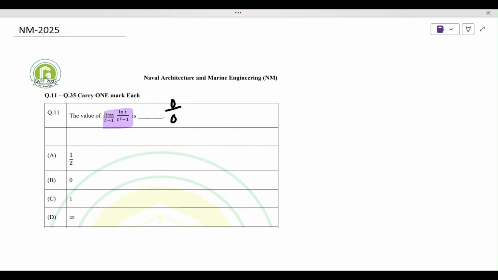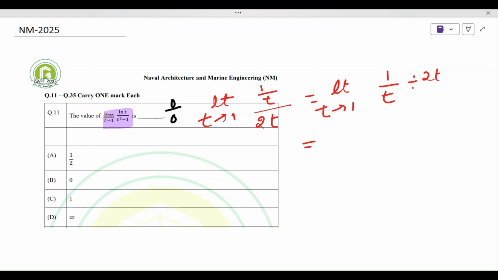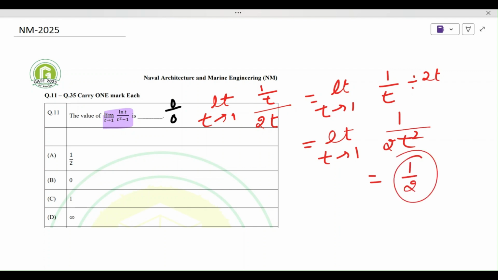In L'Hospital rule, we take the derivatives in numerator as well as in the denominator. So limit t approaches 1, derivative of log t is 1 by t, of t square minus 1 is 2t, and we can write it as limit t approaches 1, 1 by t divided by 2t. Simplify: 1 by 2t square, and t is 1, so 1 by 2 is the value of this limit. So option A is the correct option.